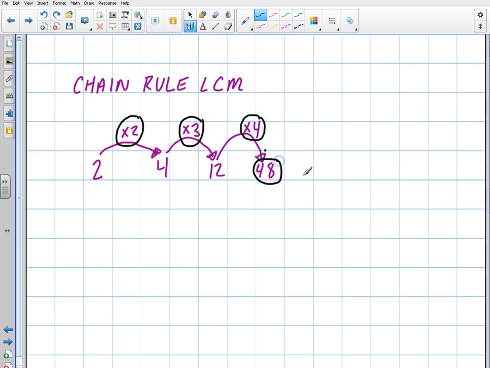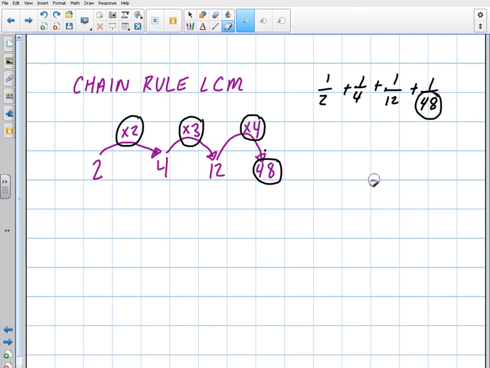And that's a pretty cool thing to look at, because if you have some fractions, let's say you had 1/2 plus 1/4 plus 1/12 plus 1/48, and you wanted to find the least common denominator, the least common denominator is going to be just 48. So let me just prove that to you, and we'll finish out this video shortly after that.